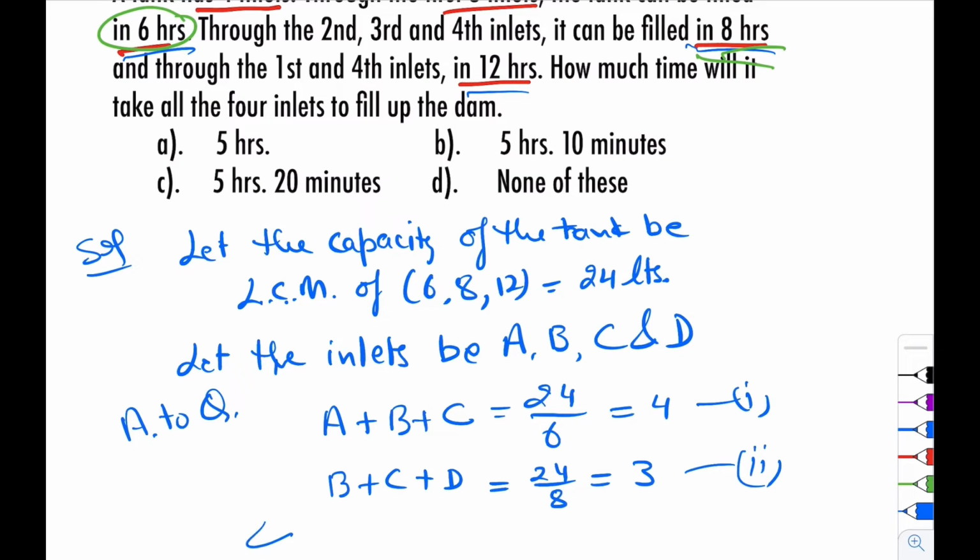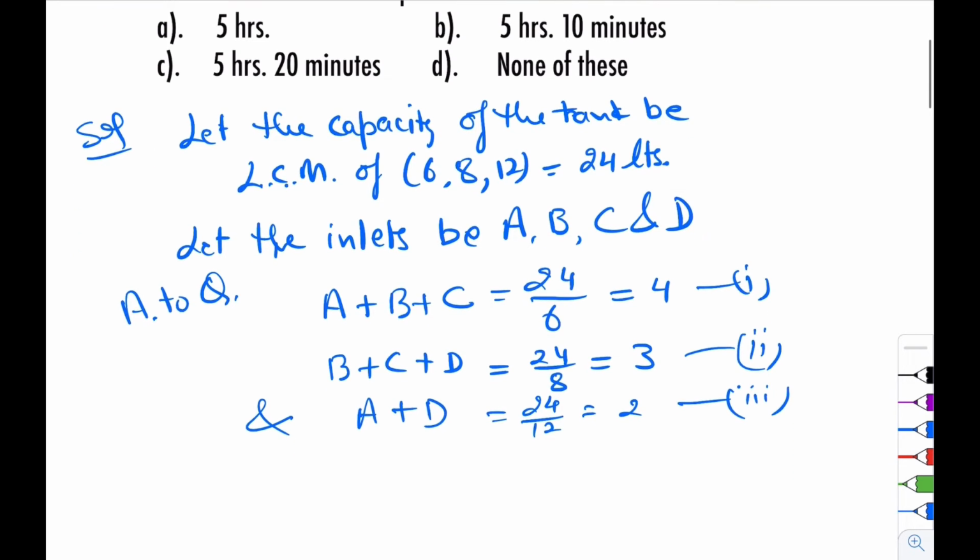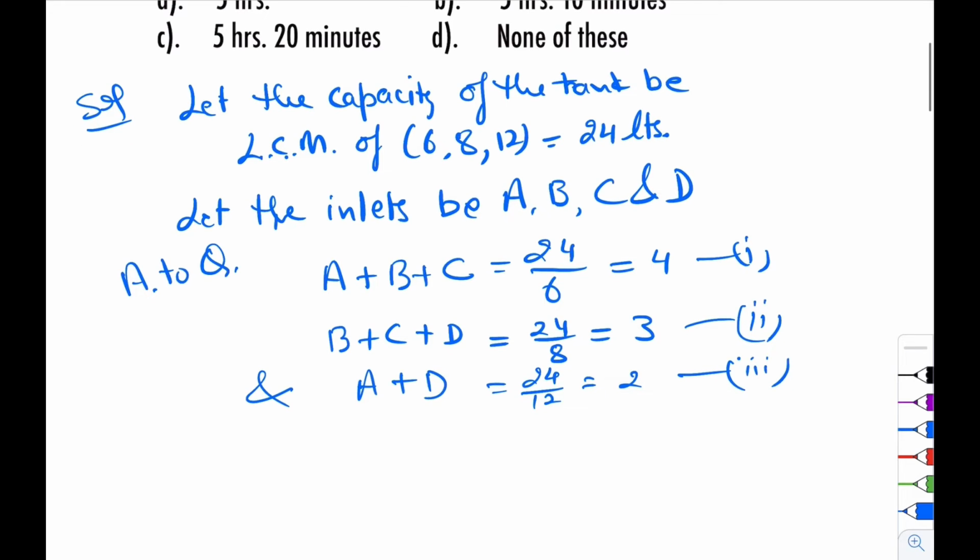And A plus D equal to 24 upon 12 equal to 2. Equation number 3. It means first and fourth, A plus D means this one. So 24 upon 12. So we have 3 equations, 1, 2 and 3.